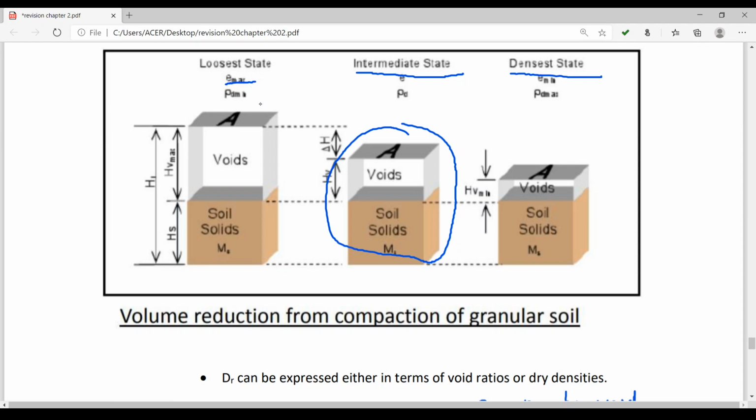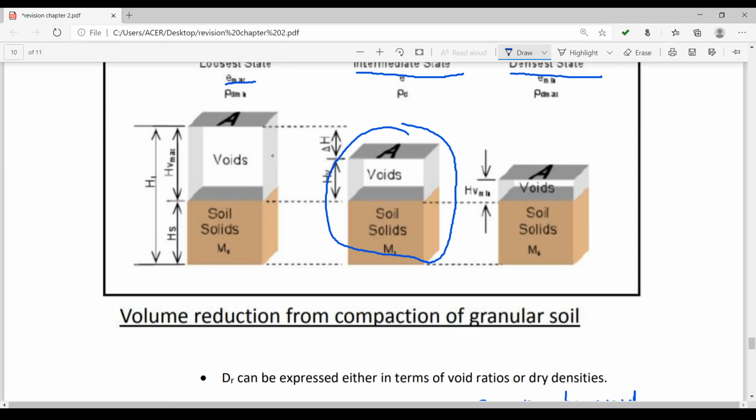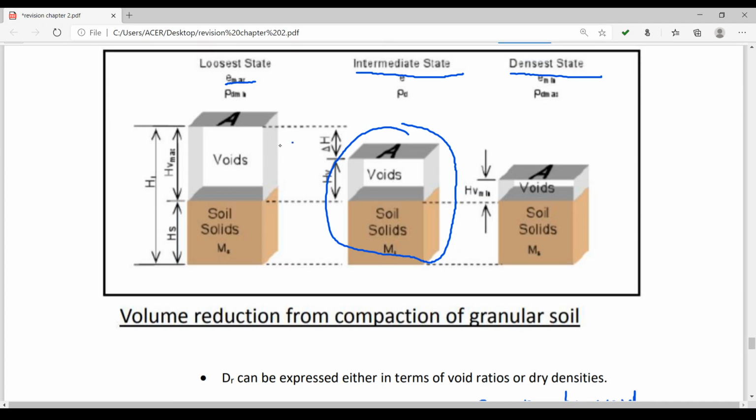And for the loosest state, ito naman yung result after nag-expand yung soil due to mechanical disturbance, let's say, you have a soil sample, then you loosen it, and it will become loose. And if the soil becomes loose, then it will tend to expand kasi mas dadami yung void sa loob ng soil sample mo. Okay?